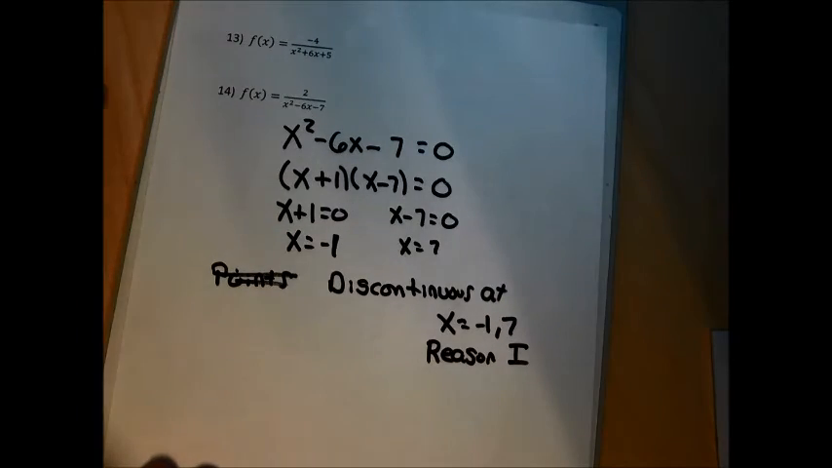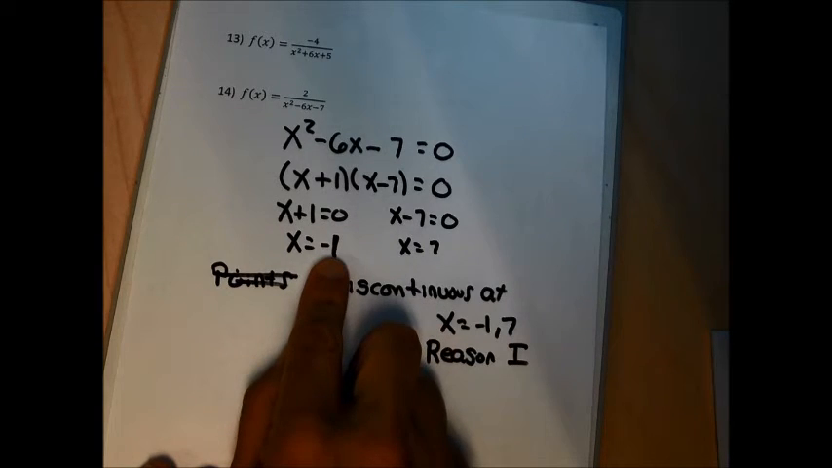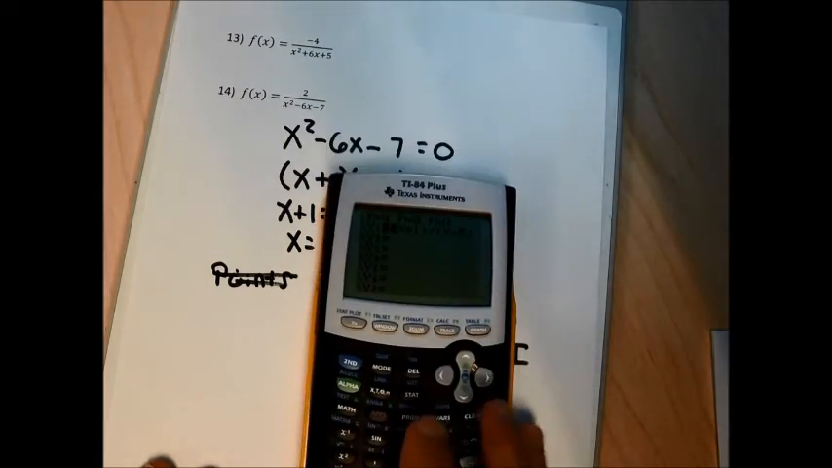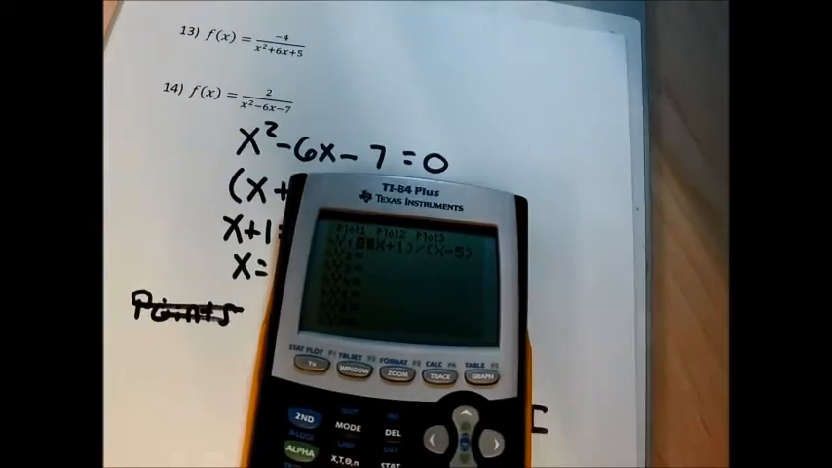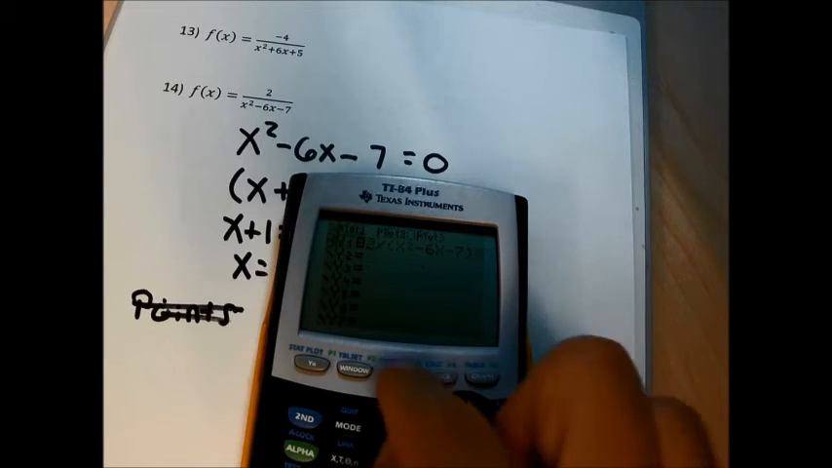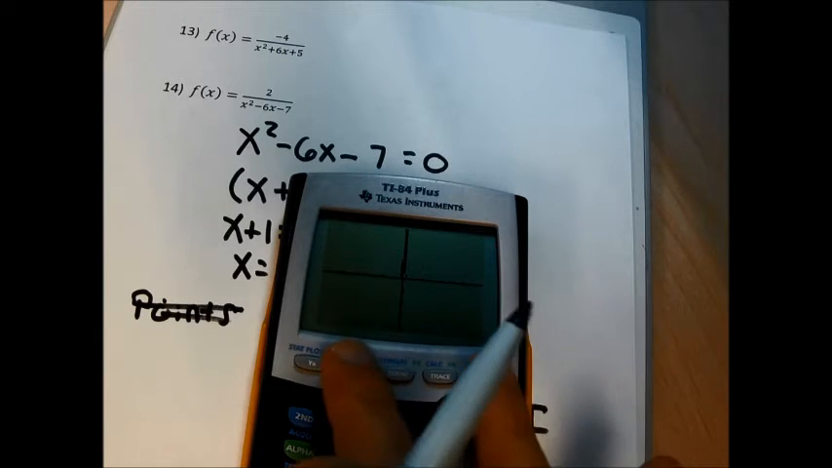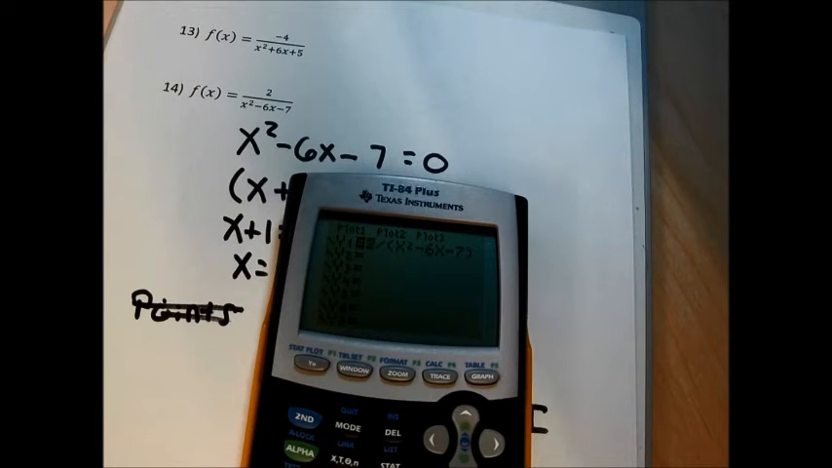Let me just graph this real quickly so you can see. There's going to be a vertical asymptote at x equal -1. There's going to be a vertical asymptote at 7. So if I go y equals, let me clear this out first, 2 divided by parentheses x squared minus 6x minus 7, zoom standard, you're going to see, oh, that doesn't look like a zoom standard. What did I do so badly? Y equals 2 divided by x squared minus 6x minus 7, x plus 1, x minus 7.